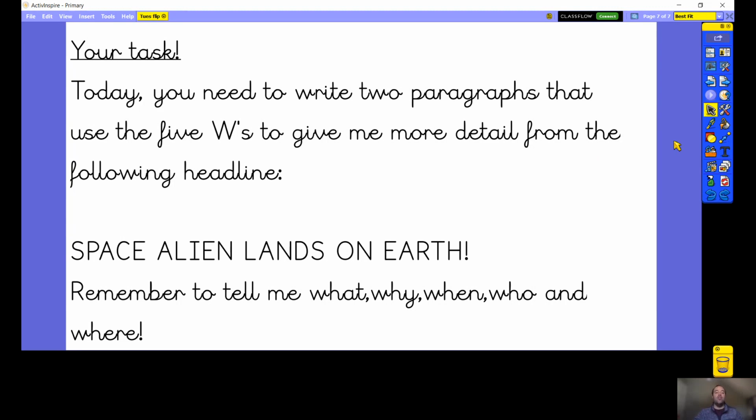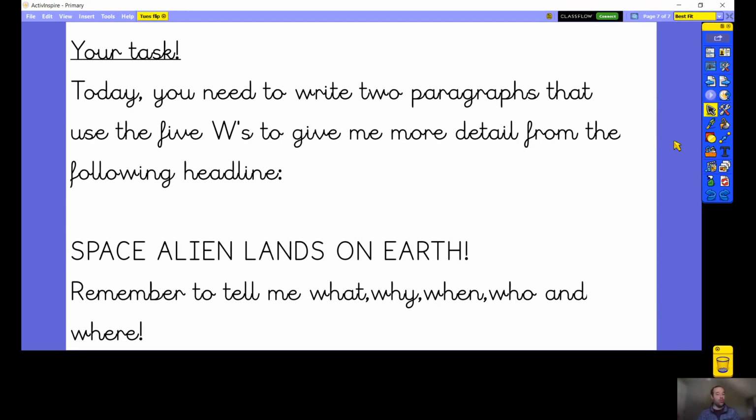So your task today is to write 2 paragraphs. So that opening part of the newspaper, you did your headlines yesterday about the space Angel Dragon. Now you're writing the first 2 paragraphs of the same report. Imagine it's the same newspaper report. Write 2 paragraphs that give all of the 5 Ws.